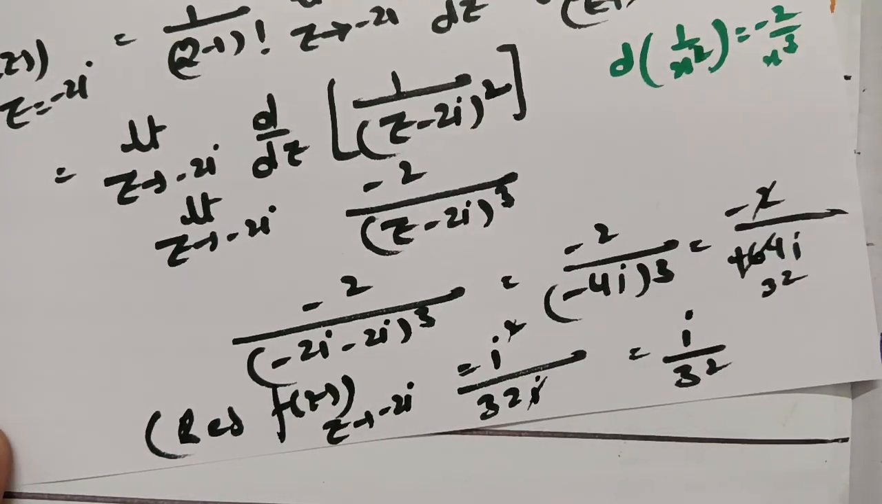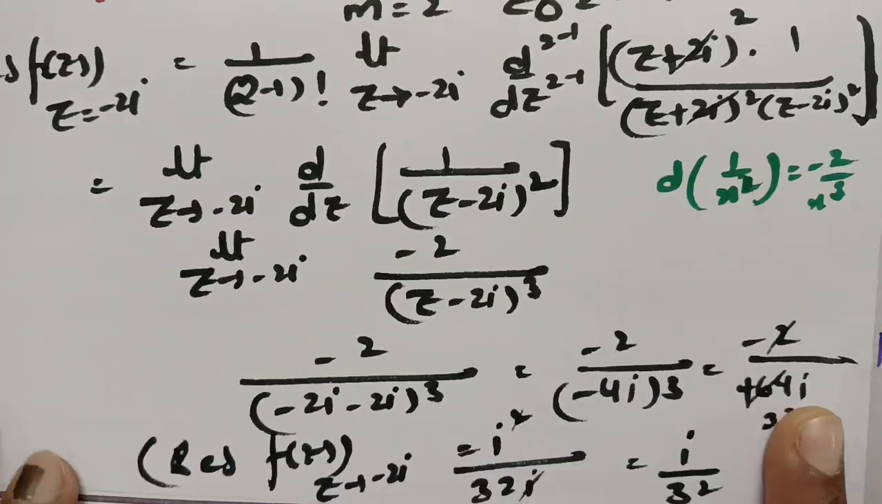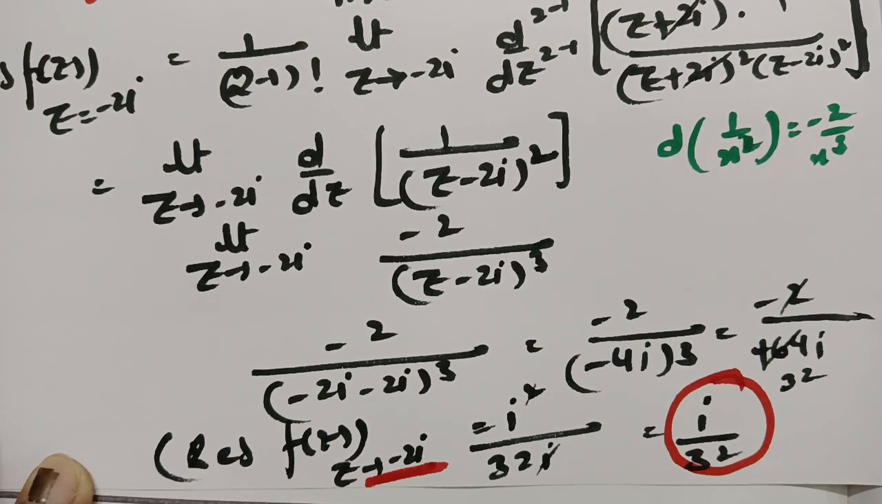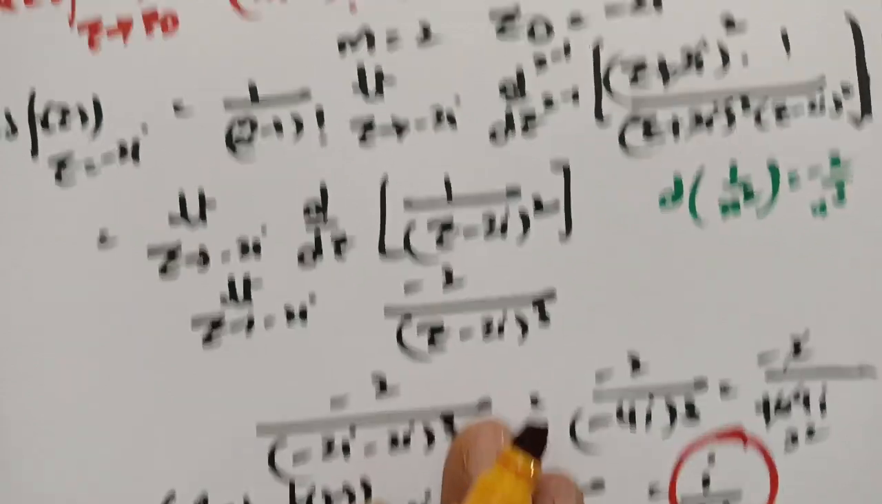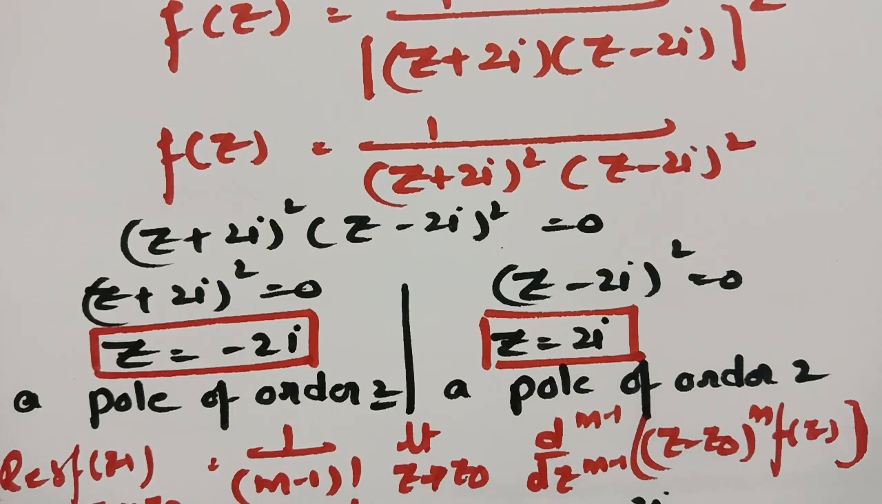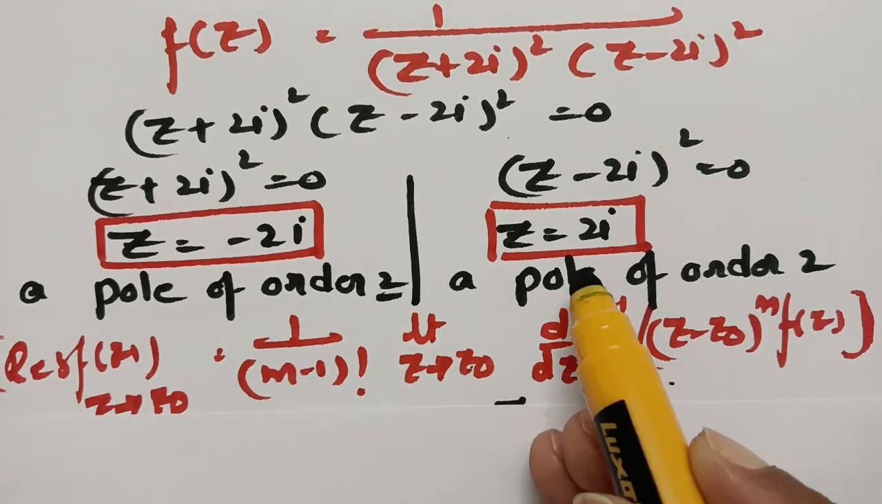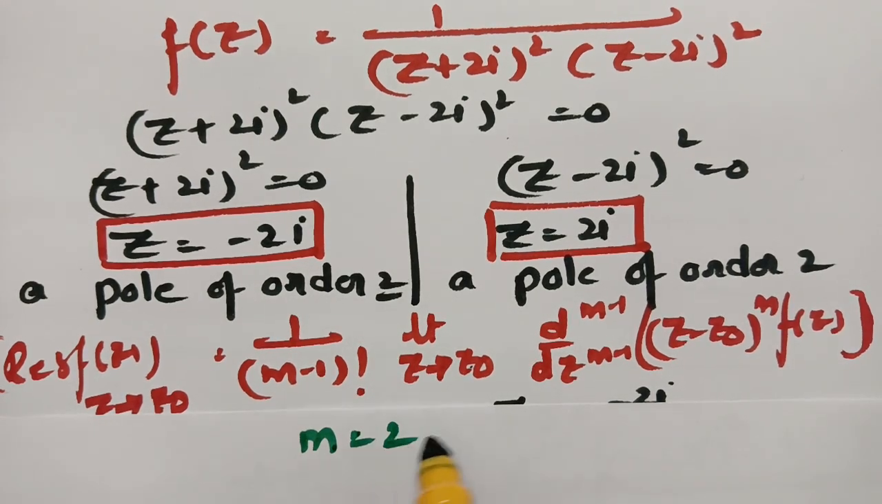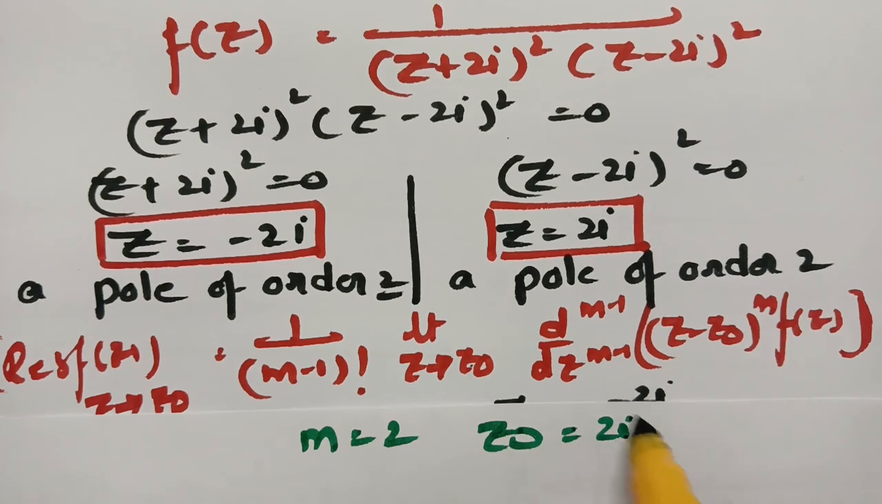For point z is equal to minus 2i, see here, the residue value here is i by 32 for the pole value z is equal to minus 2i. And see, for the next pole value, so what is the next pole value? z is equal to plus 2i. Again, for z is equal to plus 2i, the same formula. So if I substitute here in this formula, the order value m is equal to 2, and pole value is equal to plus 2i.